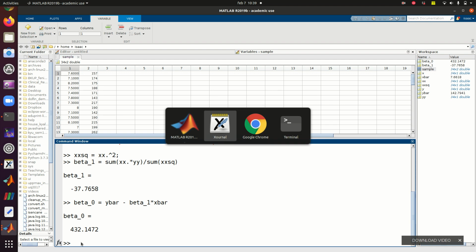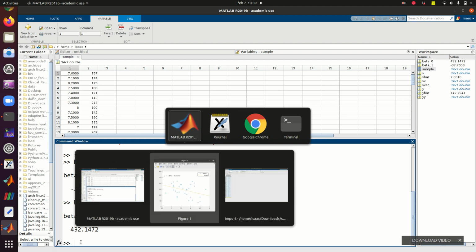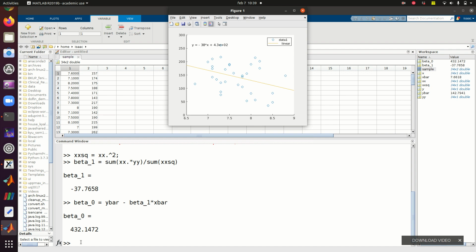Again, if we compare it to our value here, this is 4.3 times 10 to the power 2, which is 430. So it is more or less the same, within the same limits. I'd like to end there, and that is how we find our beta naught and beta 1, which minimize those error terms such that the difference between our predicted and the observed values is minimum.